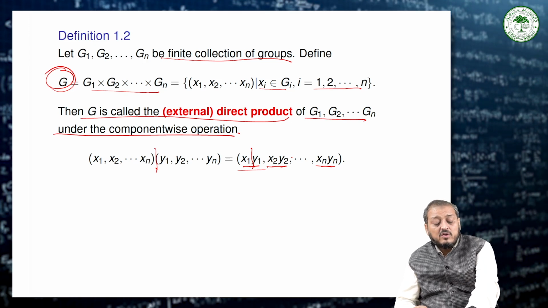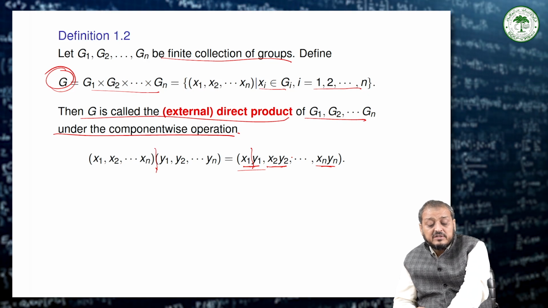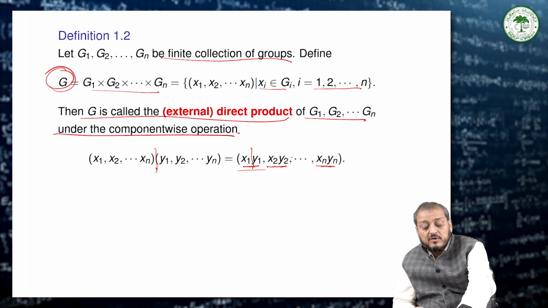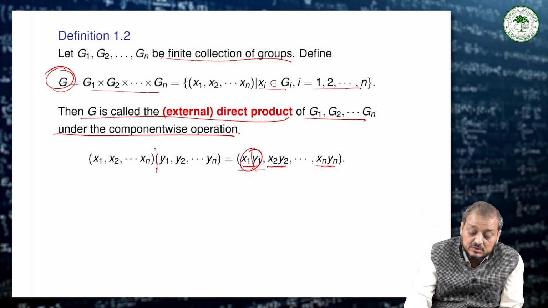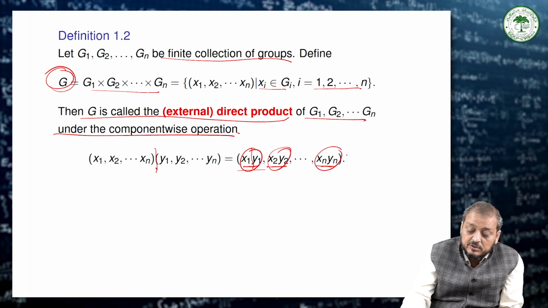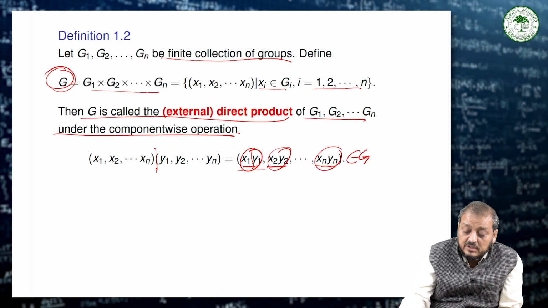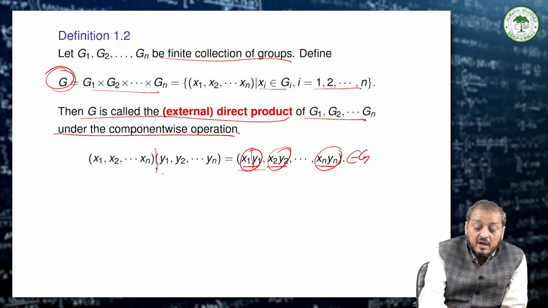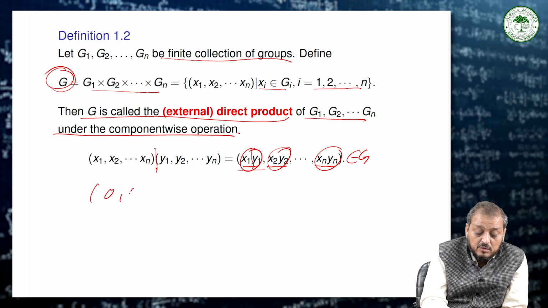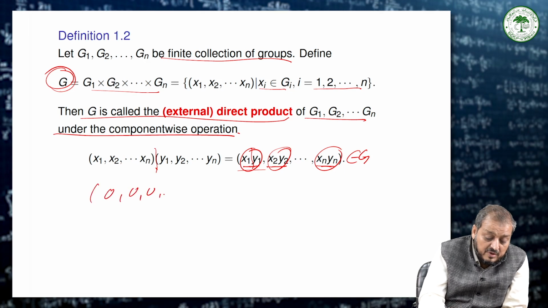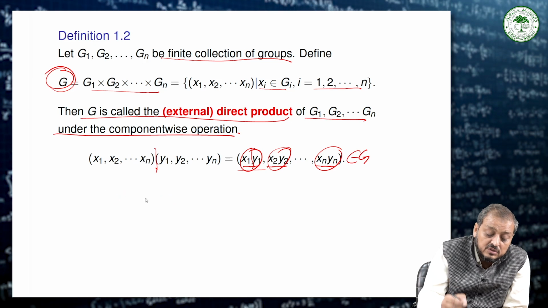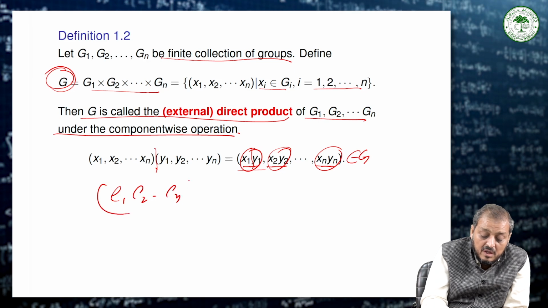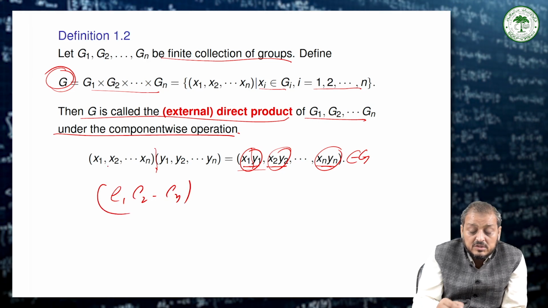So again you can verify that this is closed, because all of G1, G2, up to Gn are groups. So this element, by the operation, is closed: this is in G1, this is in G2, up to Gn. So this is nothing but an element of G, where G is equal to G1 cross G2 up to Gn. Now if you take the identity element of this, it is not 0, 0, 0. Under addition it would be 0, but here we have to take E1, E2, up to En, where E1 is the identity of G1, E2 is the identity of G2.